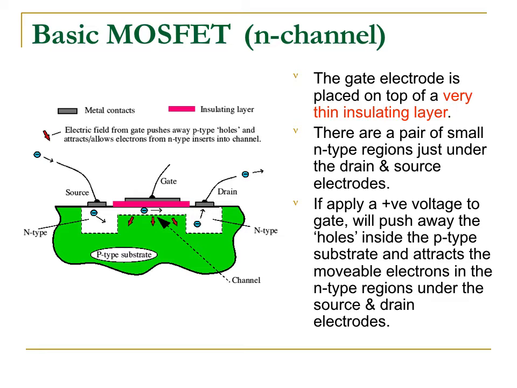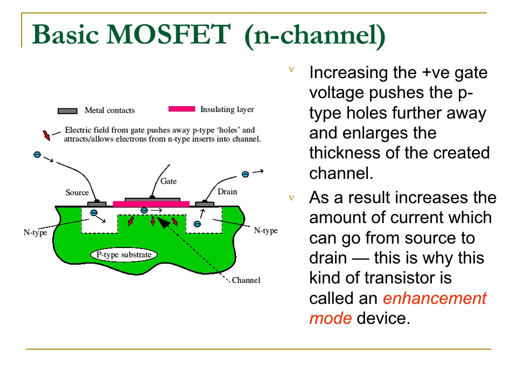So this will push away the holes inside the p substrate, and it will attract the movable electrons from the n region under the source and the drain. So basically, when we give a positive voltage to the gate, it will attract the movable electrons from the n region under the source and the drain. So this is how it works.